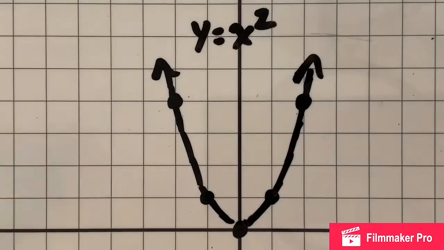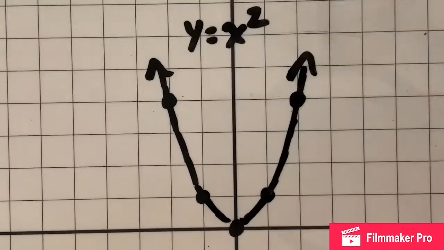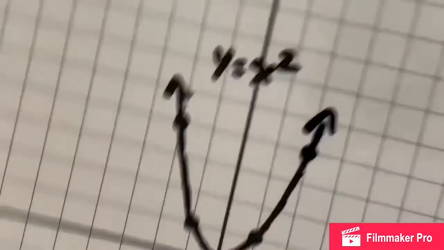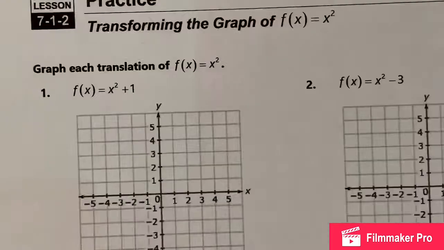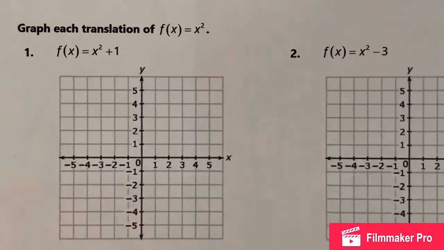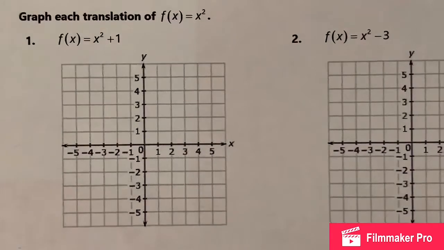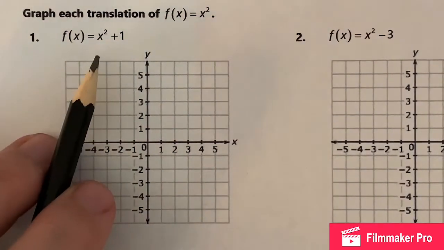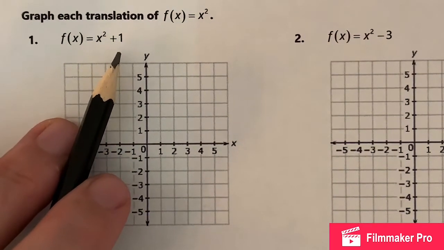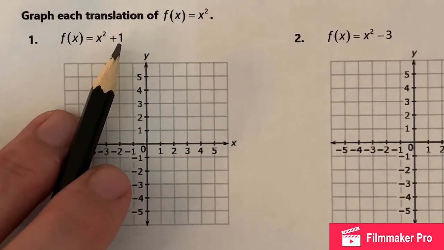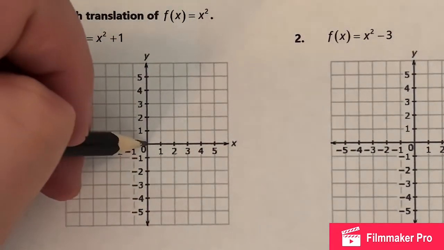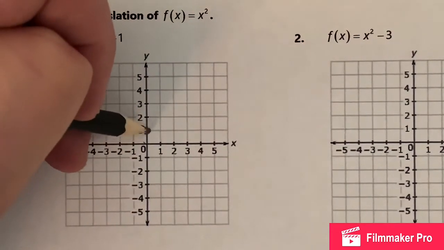Very simple. There's your parent function. Now let's move on to some transformations. So the first one we have here is x squared plus 1. What that's going to do is take your parent function and slide it up 1 unit, push it up 1 unit. So the vertex used to be here, now it's going to be here.